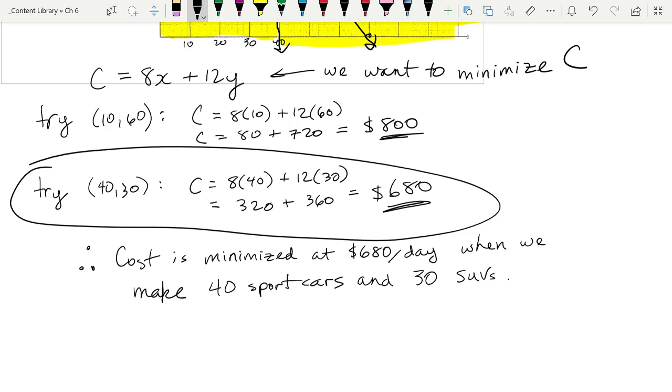Question? Can I just write cost estimates at 680 per day? Well, except that the question actually does say, what combination will result? So what combination means how many of this am I making, how many of that am I making? So you better answer it by saying the 40 and the 30. Okay? That's what they want.